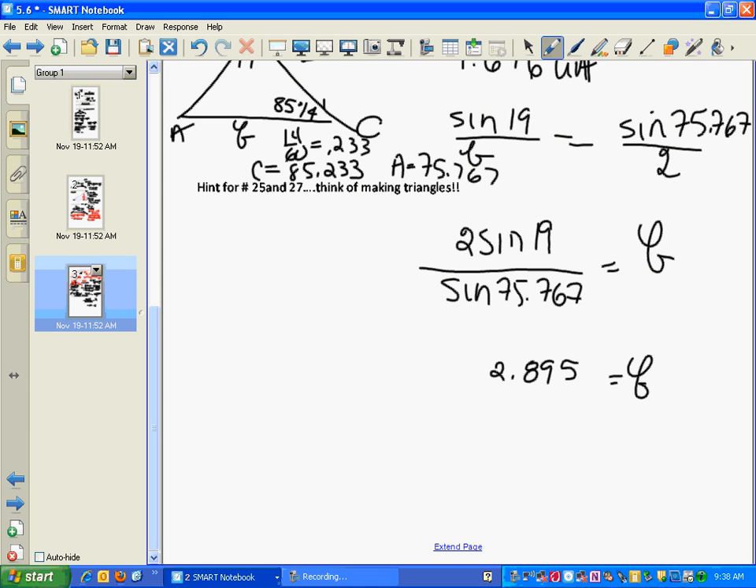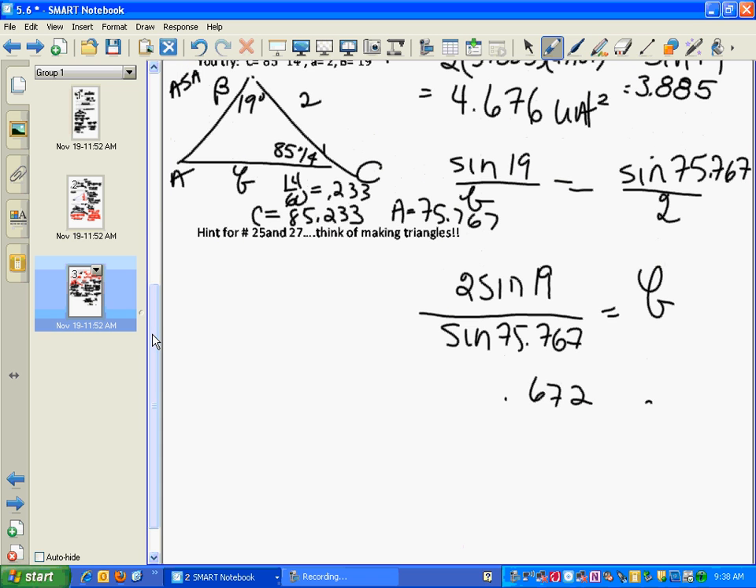No? That's why I want all of you doing this together. So 2 sine of 19 divided by the sine of 75.767. Yeah, I got 0.672 is what I got. That's all right. Okay. So now we know what B is.